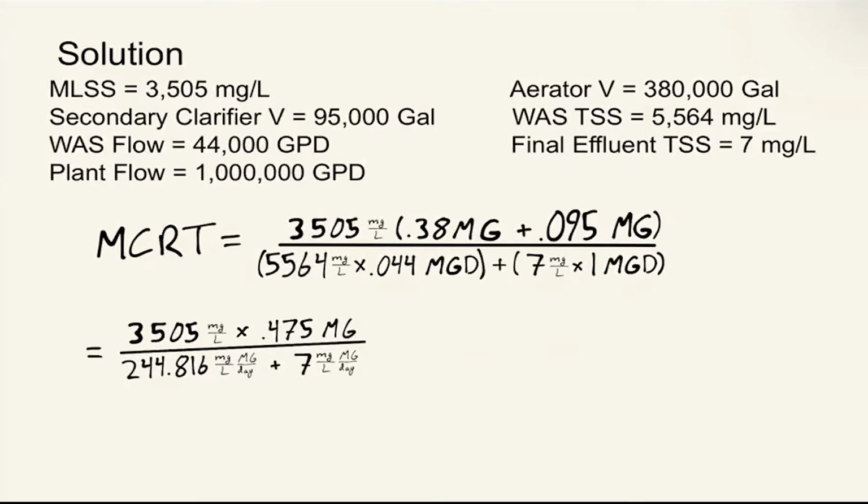So we'll go ahead and solve for the top and the bottom. The top is equal to 1,664.875, and the units are milligrams per liter and mg, or millions of gallons.